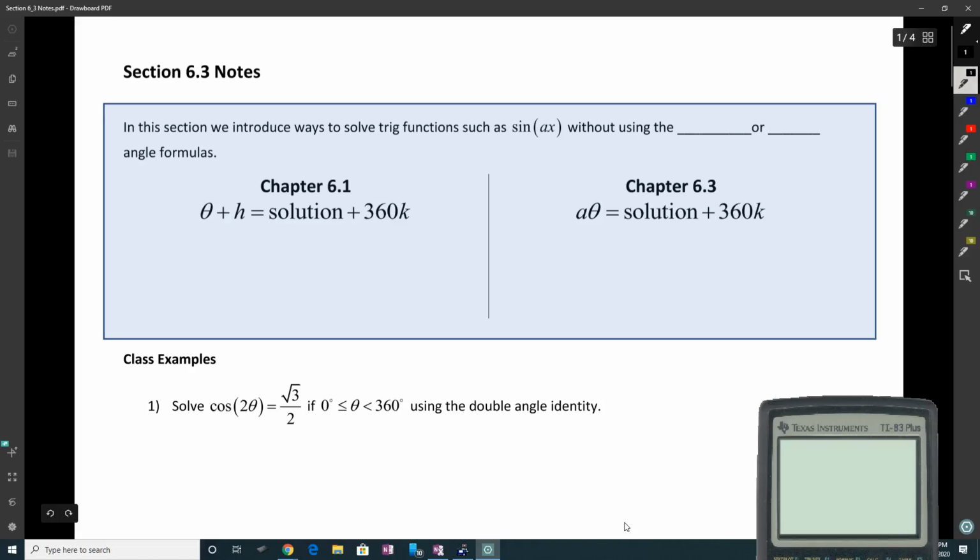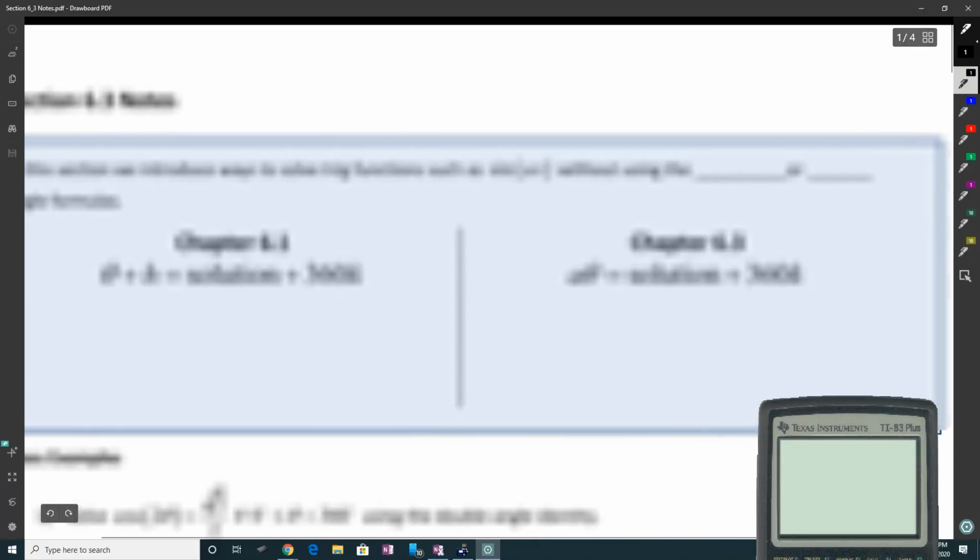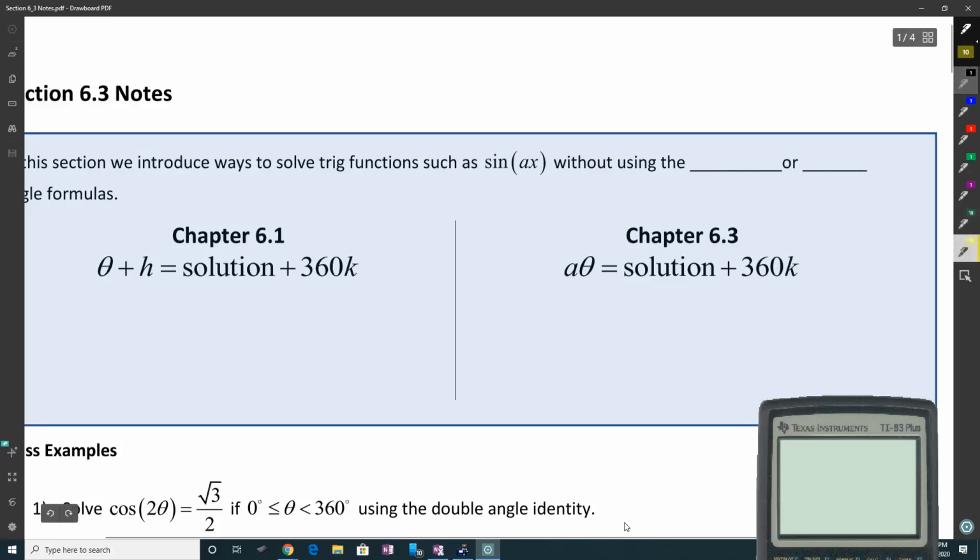Last section for the exam. Yay! So today we're doing section 6.3. Again, this one's fairly short. It just introduces a new way to solve trig problems. So in this section, we're learning how to solve problems like this without using the double or half angle formulas.